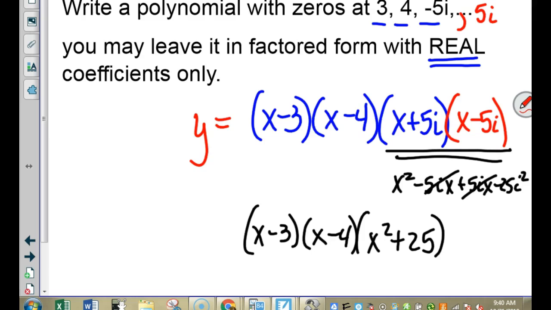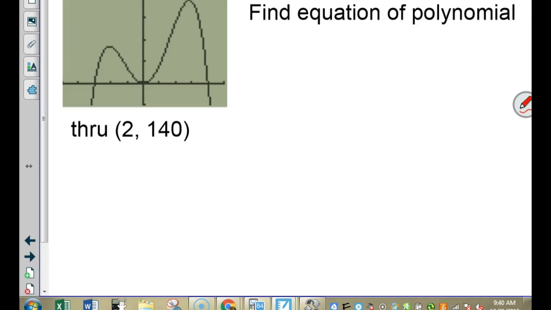Yes. Yeah. But if that was true, then there would have been up here a 5i and a negative 5i. Or a 5 and a negative 5, no i's. Any questions on that one? I have one more warm-up today. Just warm up crazy. Because this is on Friday's quiz.